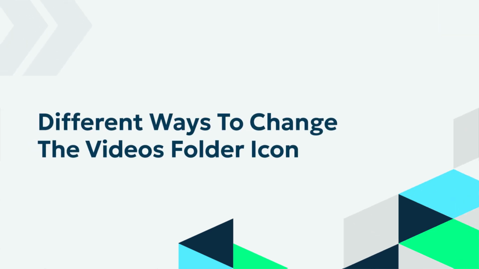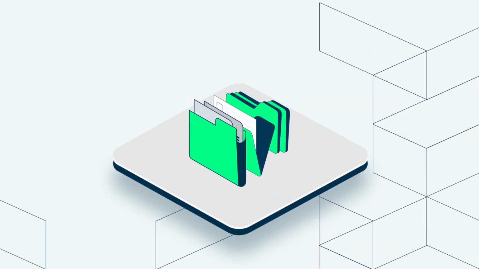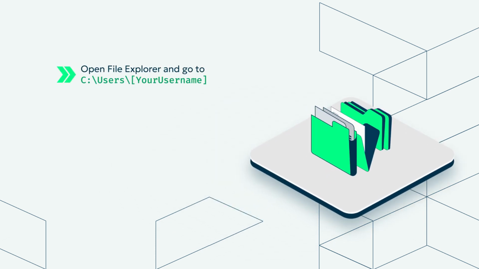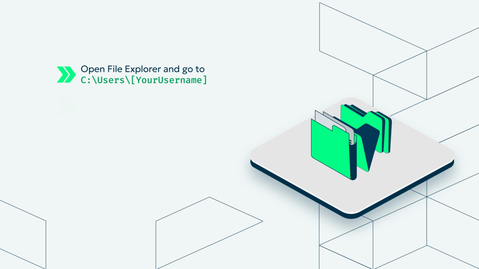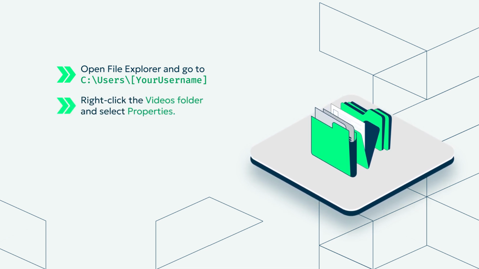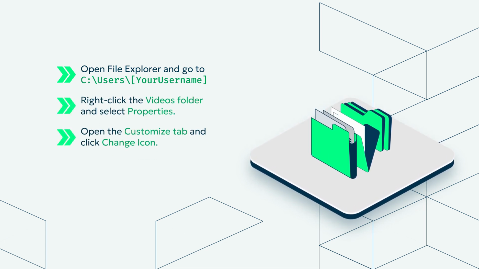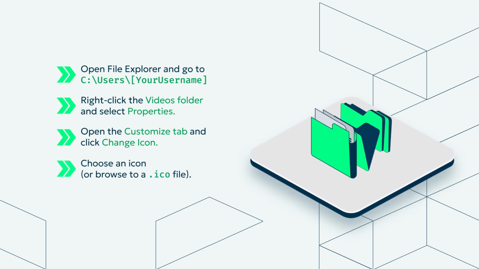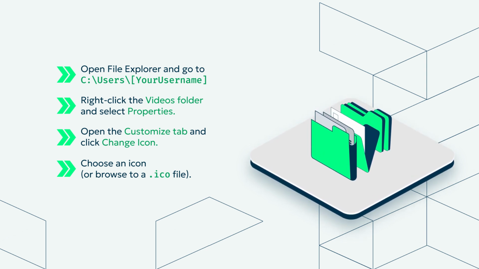Different ways to change the Videos folder icon. To change the Videos folder icon, start with the easy method. Open File Explorer and go to C:\Users\your username. Right-click the Videos folder and choose Properties. From there, click the Customize tab and then the Change Icon button. Pick from the list or browse to a custom .ico file you've saved. Click OK, then Apply to confirm.